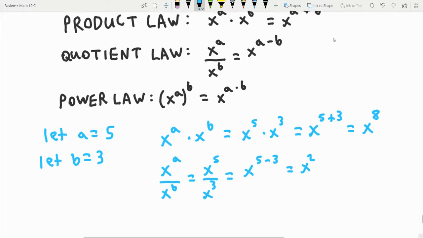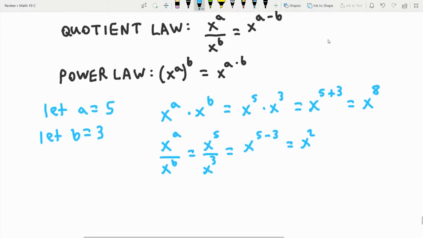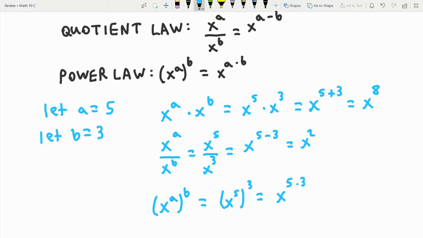Now the power law is a bit different. Let's say I have x to the power of A in brackets, all to the power of B. In this case, I would have x to the power of 5 in brackets, all to the power of 3. For this unique case with the brackets, I would actually multiply my exponents together. So it would be 5 times 3. So I would have x to the power of 15. And that's pretty much it for the exponent laws.